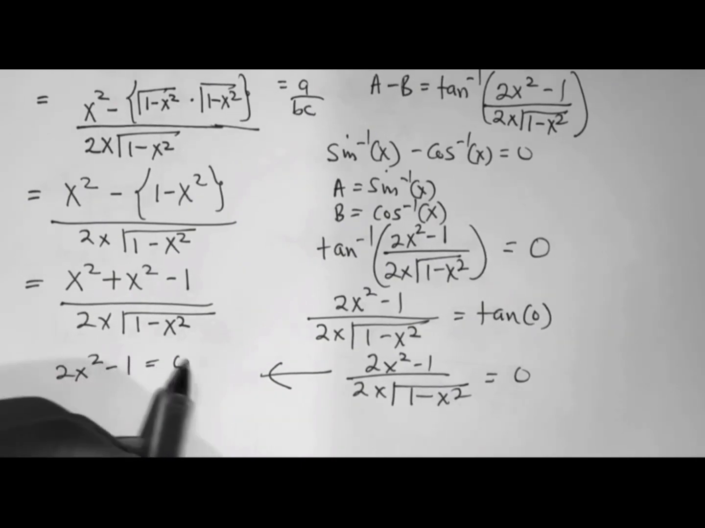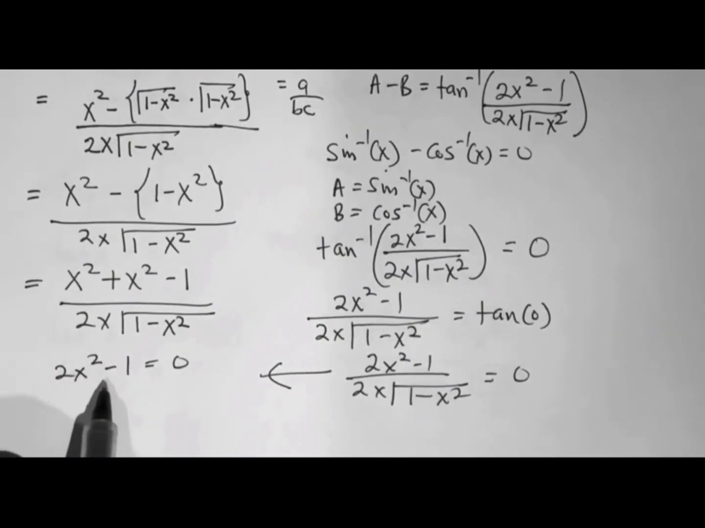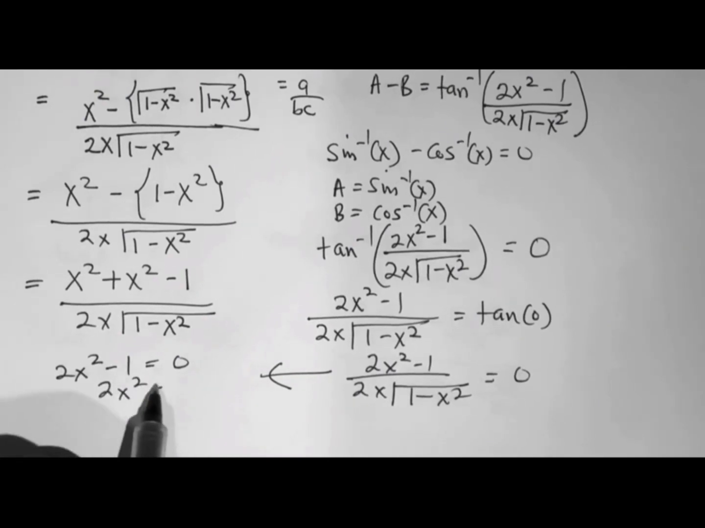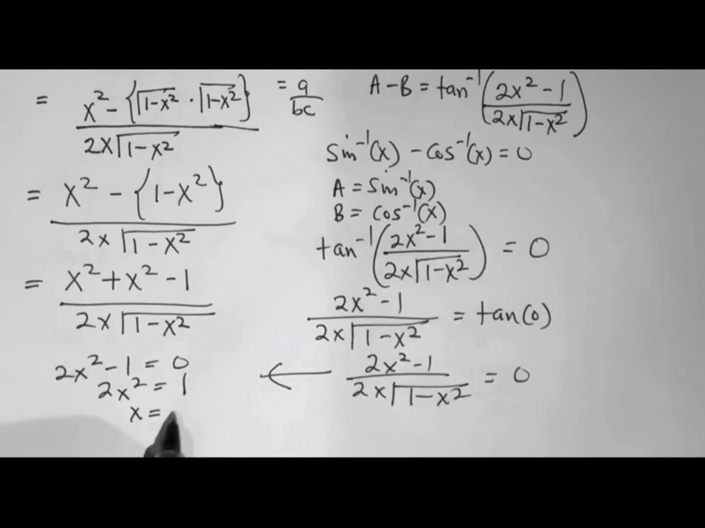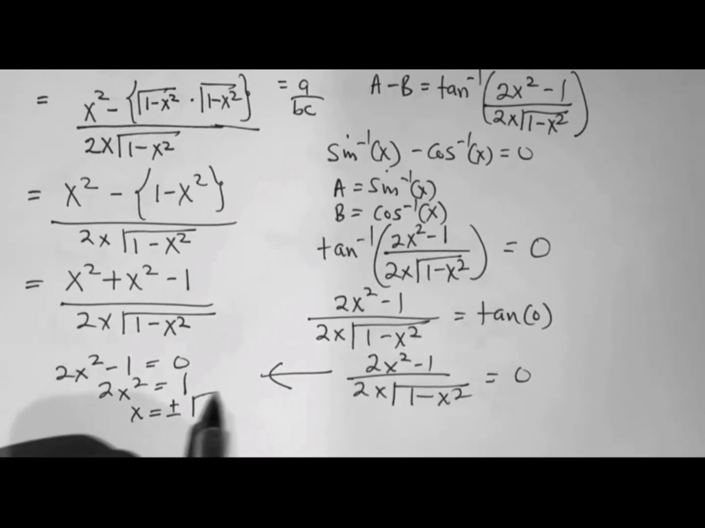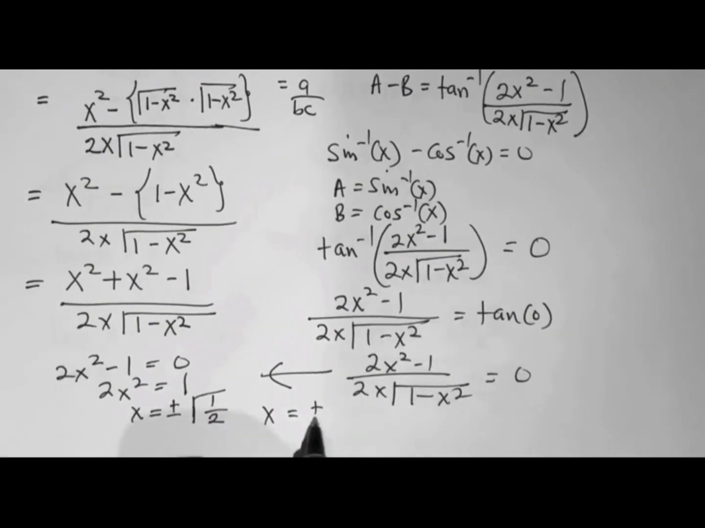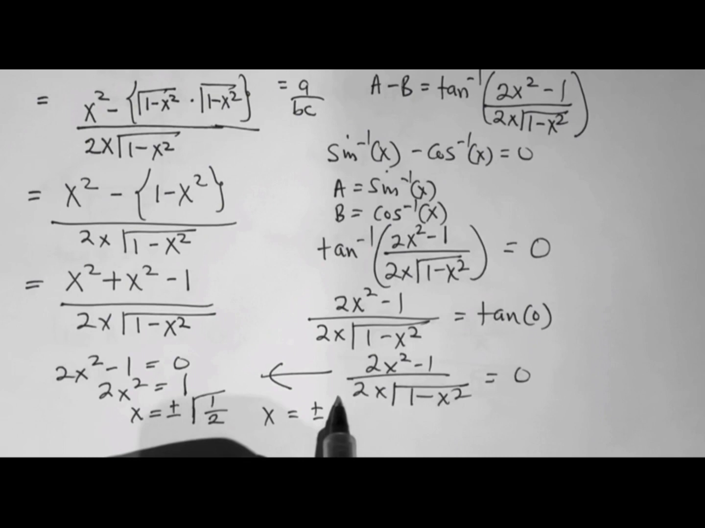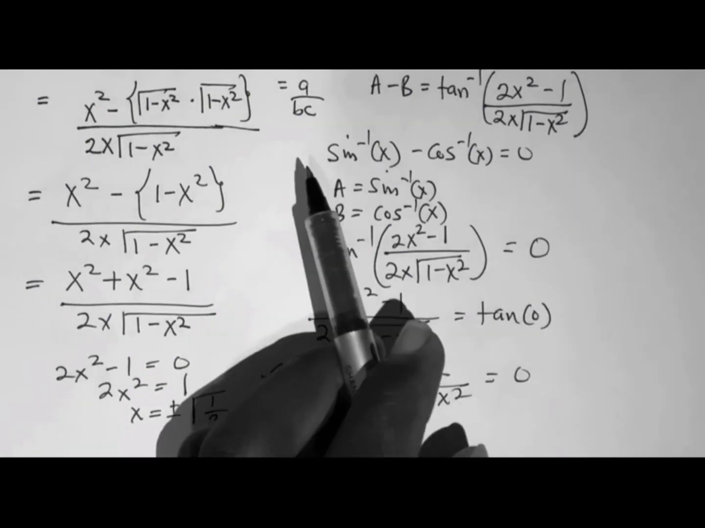So 2x squared minus 1 is equal to 0, and 2x squared is equal to 1. So x is equal to plus or minus square root of 1 divided by 2. And therefore x is equal to plus or minus root 2 over 2.